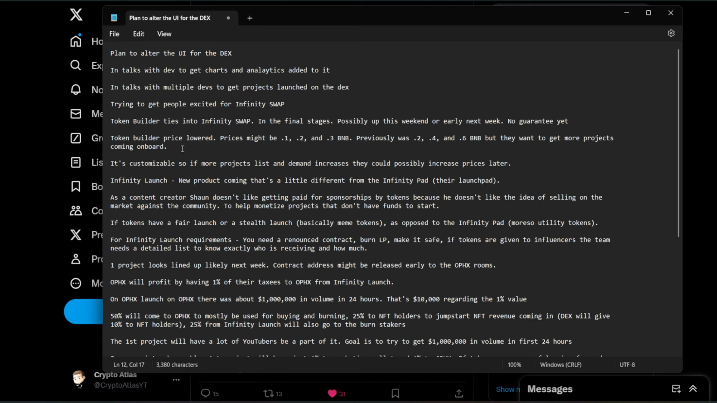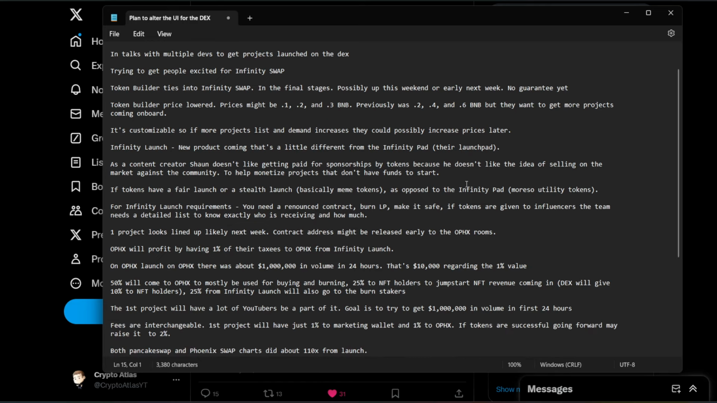The token builder price is lowered. So the prices for that might be 0.1, 0.2, and 0.3 BNB. Previously, they were looking at 0.2, 0.4, and 0.6 BNB, but they want to get more projects coming on board. It's customizable, so if more projects list and demand increases, they could possibly increase prices later.